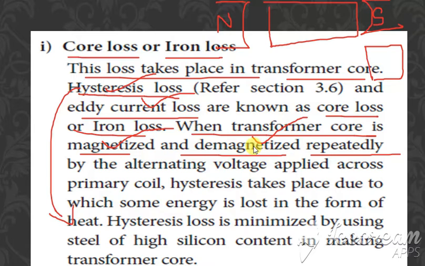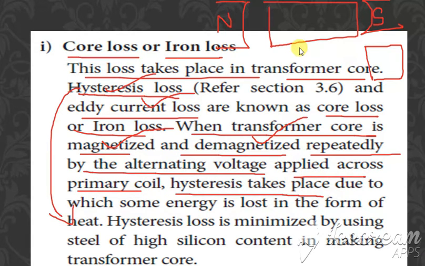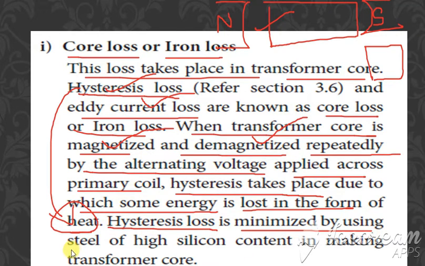When you do that repeatedly, with an alternating voltage applied across the primary, hysteresis takes place. So there is some energy loss in the form of heat. And this hysteresis loss is minimized by using steel of high silicon content. It should have high silicon content, so we can minimize the hysteresis loss.